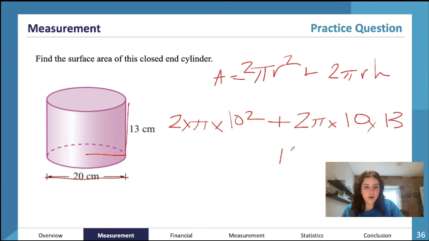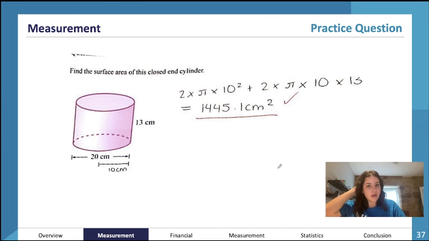We get 1445.13. Didn't tell us to the nearest decimal point, so I'm just going to put it to 2. Or we can put it to 1. 1445.1 centimeters squared. We're looking for surface area.